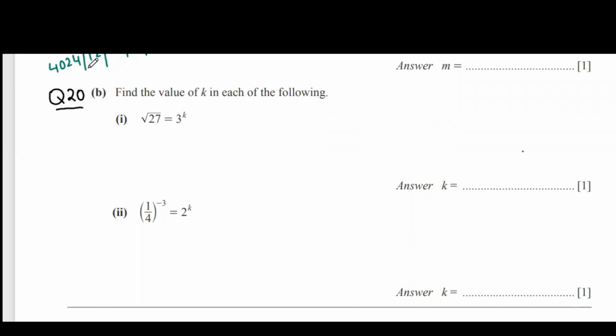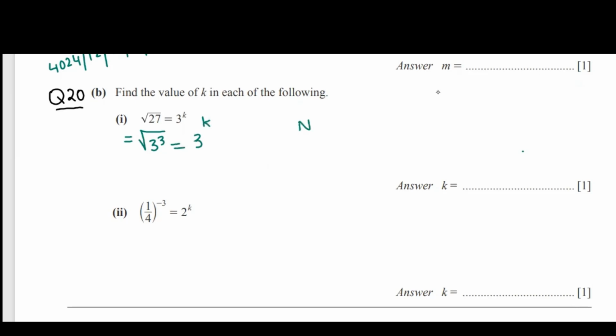Now, this is 4024 paper 1 variant 2 May June 2017 question number 20 part B here. In this question, find the value of k in each of the following. Part 1, square root of 27 equals 3 raised to power k, and you have to find the value of k here. So what will you do? You have to write 27 in index form. This is 3 raised to power cube equal to 3 raised to power k.